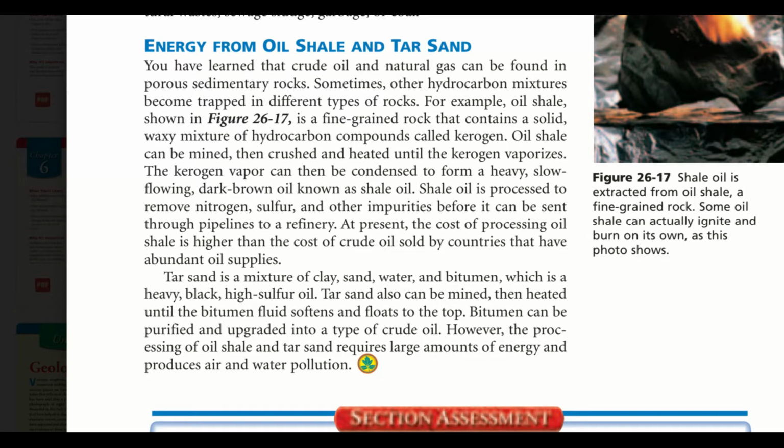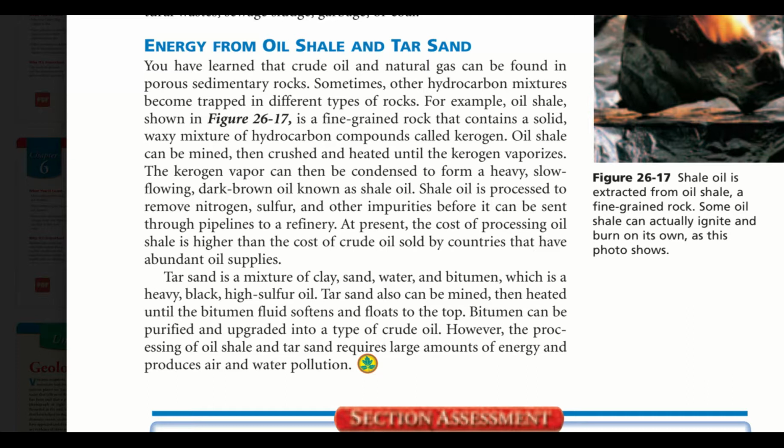For example, oil shale, shown in Figure 26:17, is a fine-grained rock that contains a solid, waxy mixture of hydrocarbon compounds called kerogen. Oil shale can be mined, crushed, and heated until the kerogen vaporizes. The kerogen vapor can then be condensed to form a heavy, slow-flowing, dark brown oil known as shale oil. Shale oil is processed to remove nitrogen, sulfur, and other impurities before it can be sent through pipelines to a refinery. At present, the cost of processing oil shale is higher than the cost of crude oil sold by countries that have abundant oil supplies.